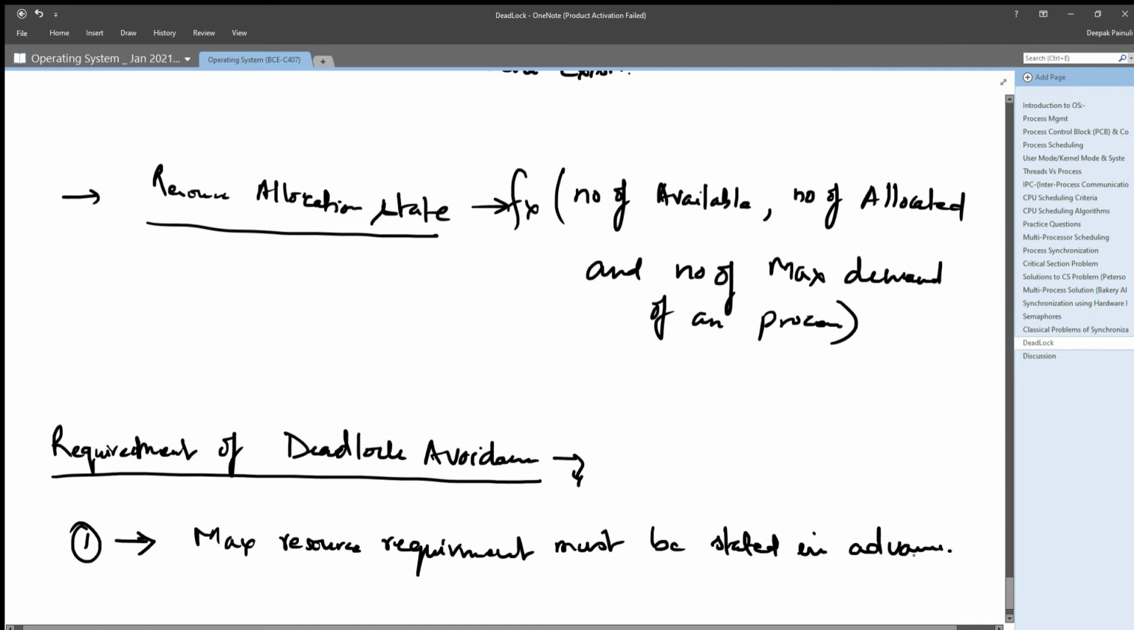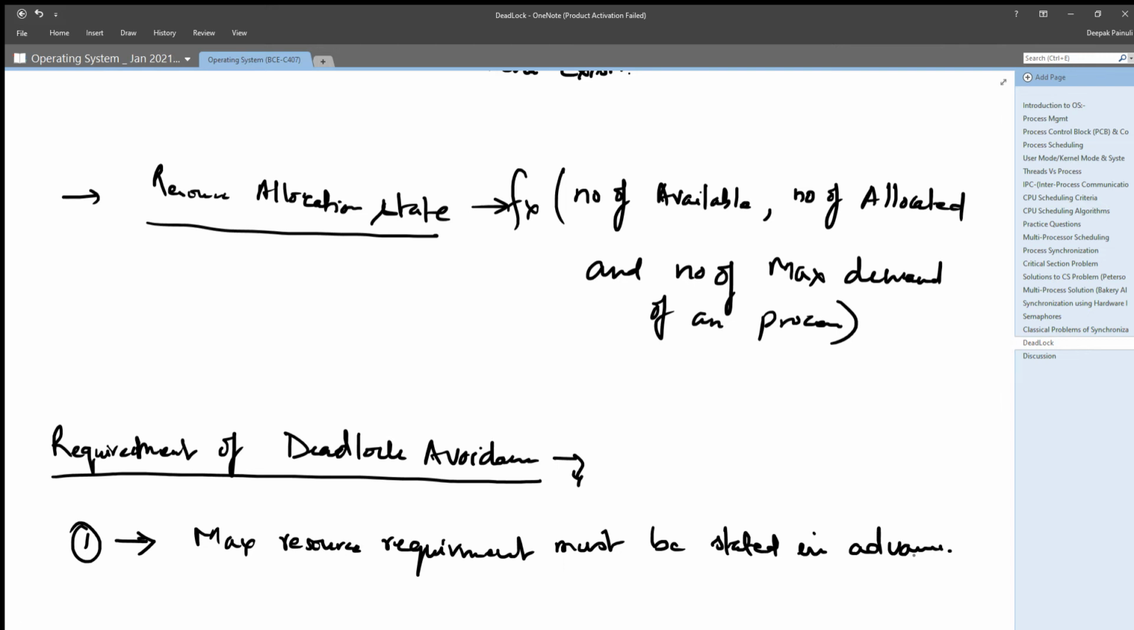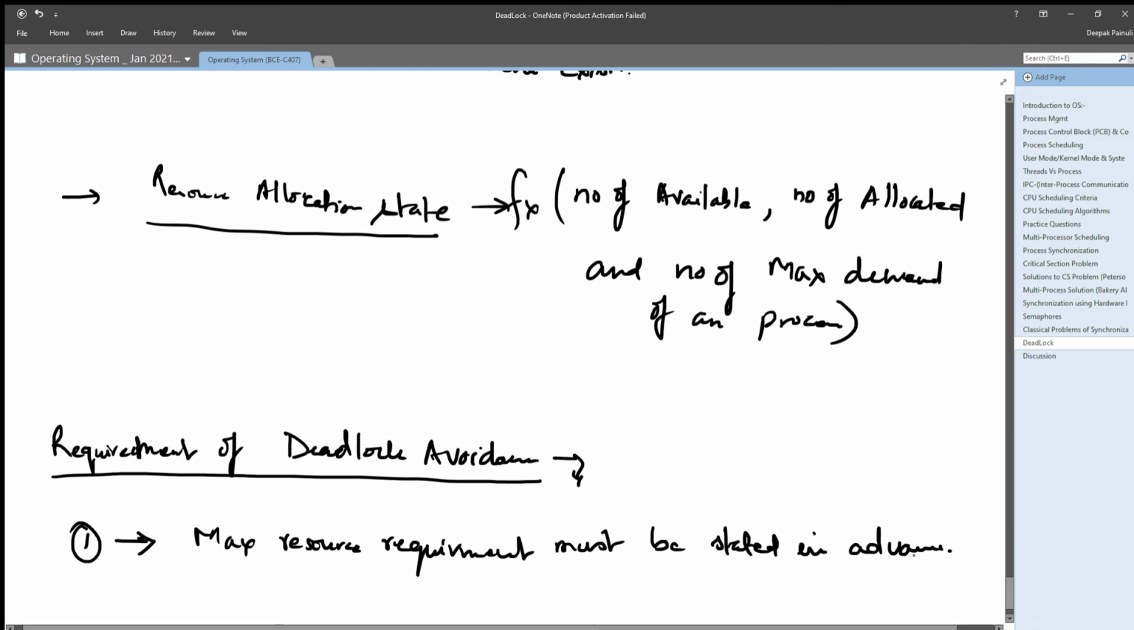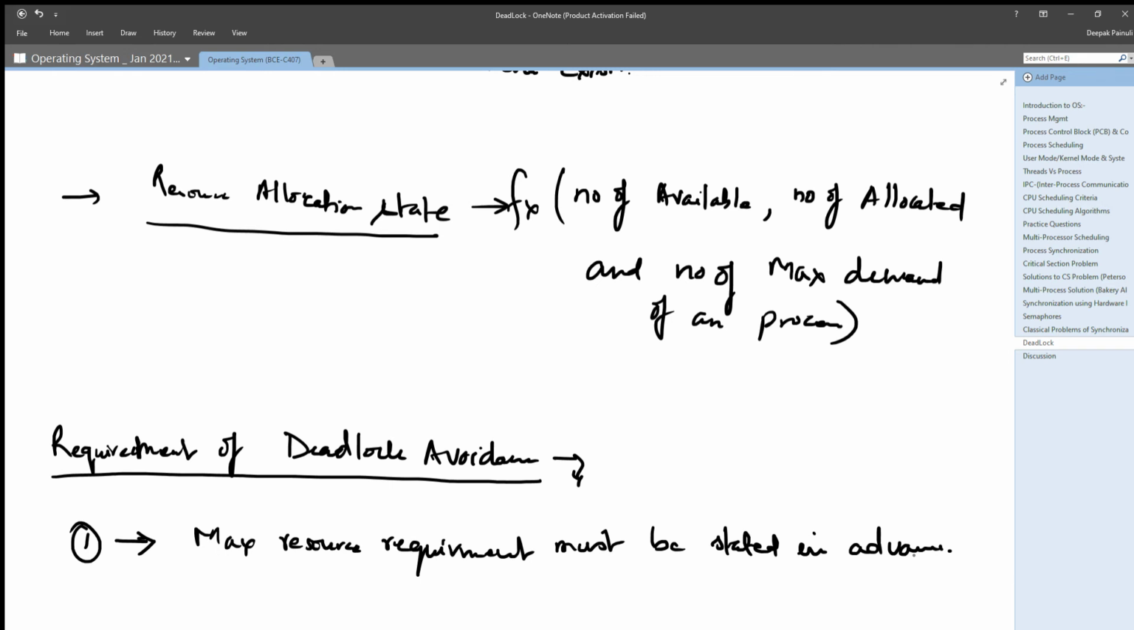It is obvious, because for planning purposes you have to get all the information in advance, right? Before knowing the information in advance, you cannot plan anything. In the same way, if you want to use the deadlock avoidance algorithm, it needs advance knowledge of the resource requirement of every process, and only then can you plan. Okay, so this is the first requirement for deadlock avoidance.